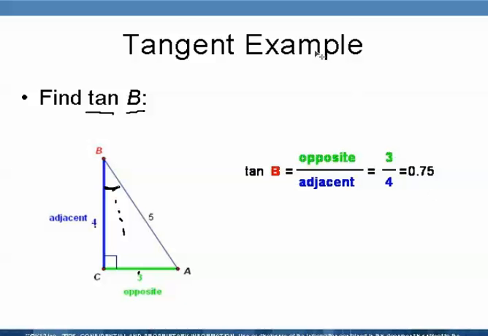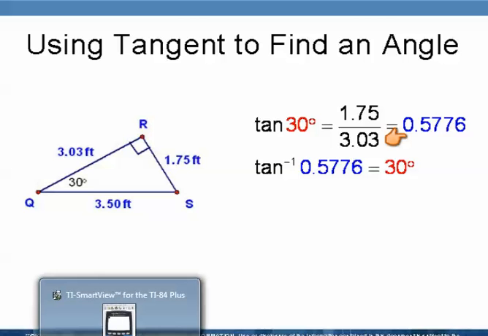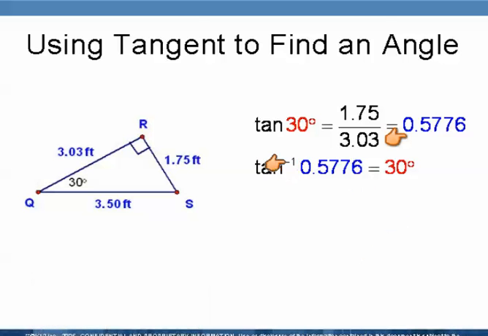That is interesting. Okay? Now, wow. You mean if I looked at this one here and I said, what is the opposite side of this 30-degree angle? It's this 1.75. And the adjacent side is this 3.03. And I divide those by each other and I get this 0.5776. You know what? This is a ratio. And it is something that is a function. Because it is a function, I can do the inverse of the function.